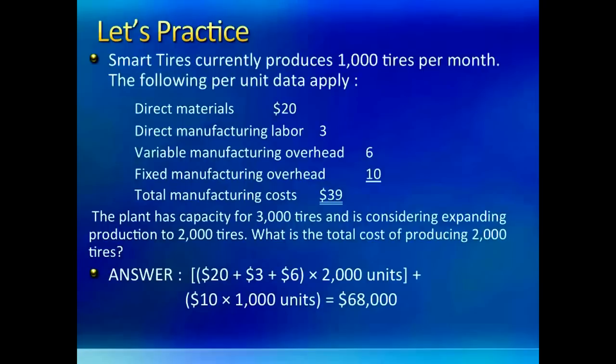So at 2,000 tires, the total cost of production should be a total of variable cost, which is direct material at $20, direct labor at $3, and variable manufacturing overheads at $6. All this times the number of units made, that is 2,000 units. This would be added to the total fixed cost, which we just figured out is $10,000. So the total cost will be the sum of total variable cost and total fixed cost at $68,000.